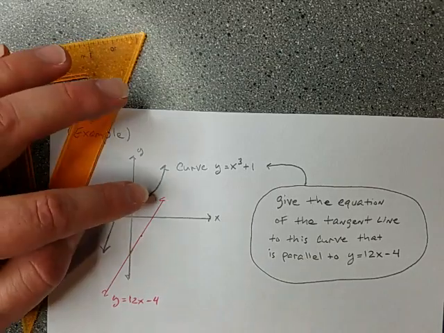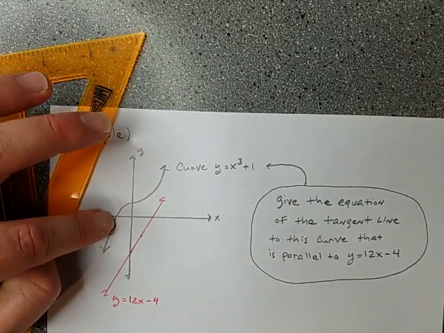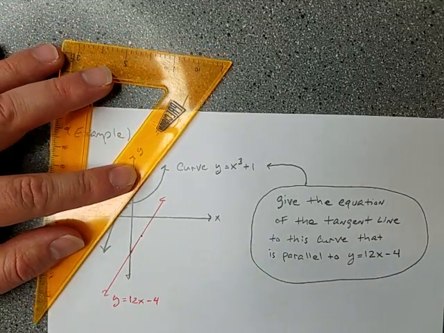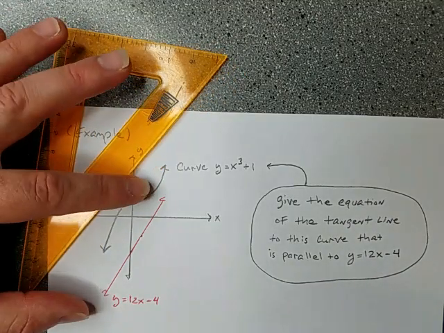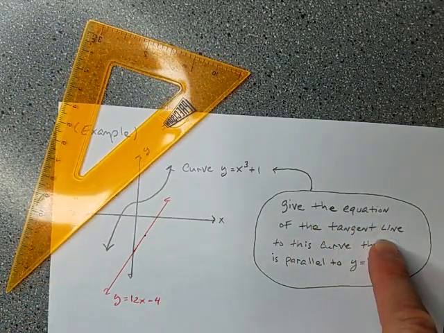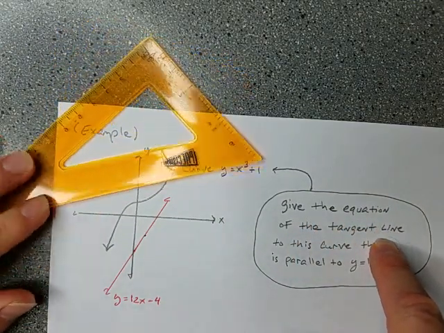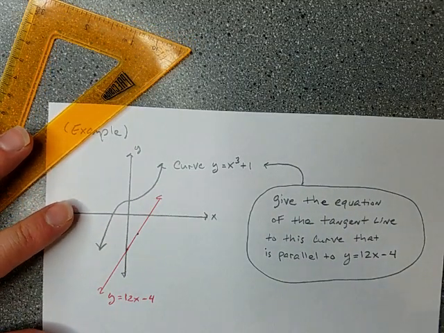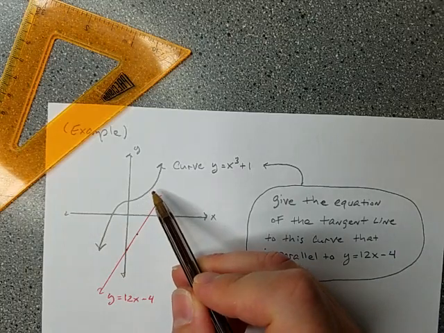There is a place on this curve where if you extrapolated the tangent line from that spot, it'd be parallel to this. Where's the spot? And what is the equation of that line? Okay? Now, here, again, my graph is not to scale, but it's still realistic.